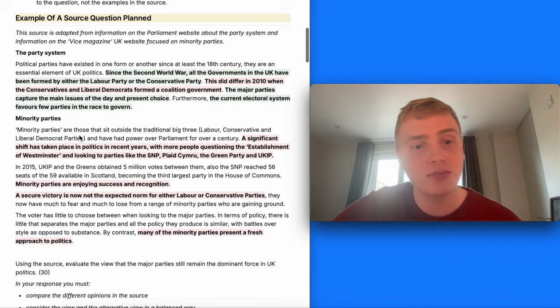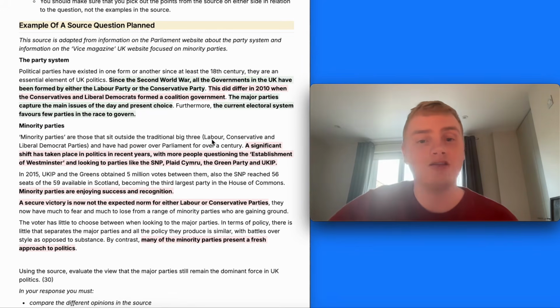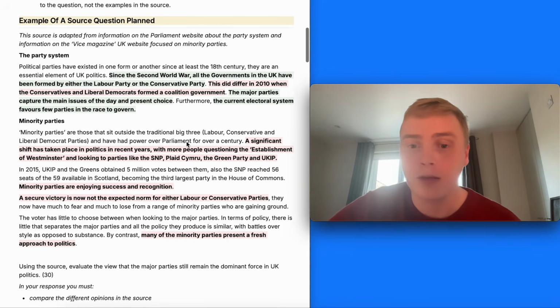So minority parties outside the traditional big 3, Labour, Conservatives and Liberal Democrats, have not had power over Parliament for over a century. So actually, if you're considering Liberal Democrats as a major party in this, then this argument here wouldn't necessarily work, but I think often you could define this in the introduction and say you are considering the Lib Dems to be a minor party. So that's not necessarily an argument, that's defining minor parties.